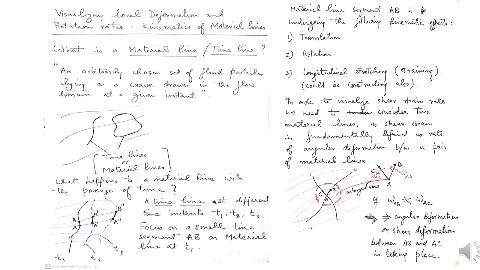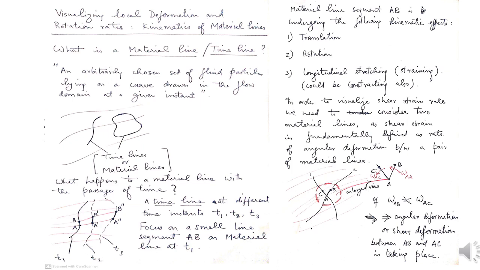And of course the material lines are moving. So in this case, if it goes from T1 to T2 and from T2 to T3, we can say that the material line is translating towards the right from left. So you have three effects. The text written on my right clearly says that material line segment AB is undergoing the following kinematic effects. Number 1, translation. Number 2, rotation. And number 3, longitudinal stretching, which we call straining. Of course, it could be contraction also.